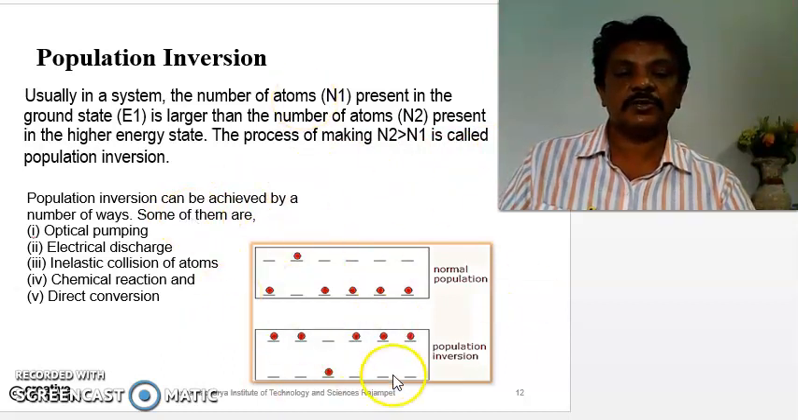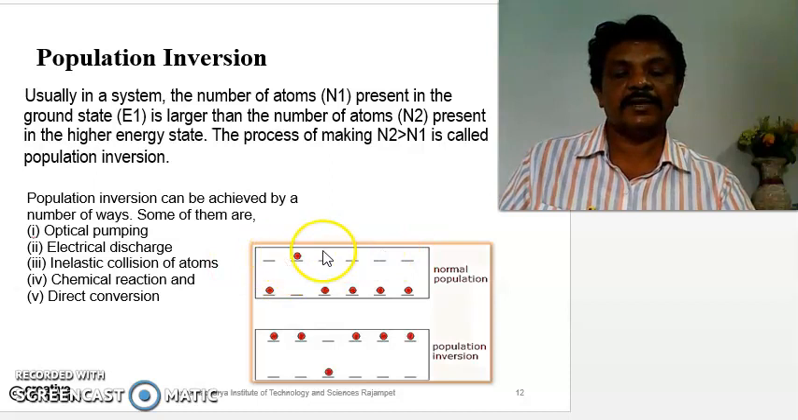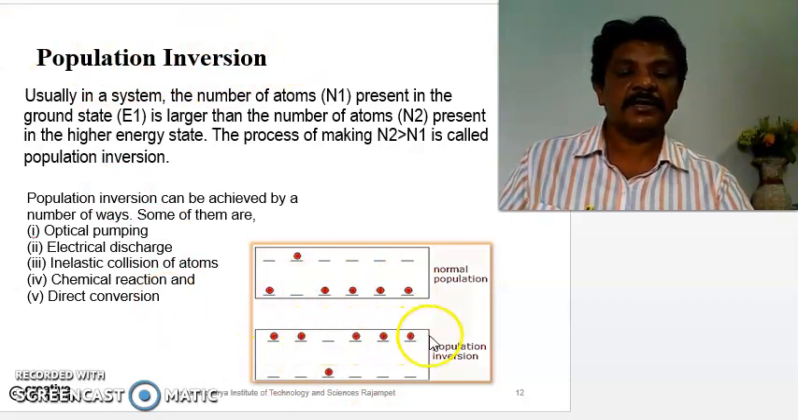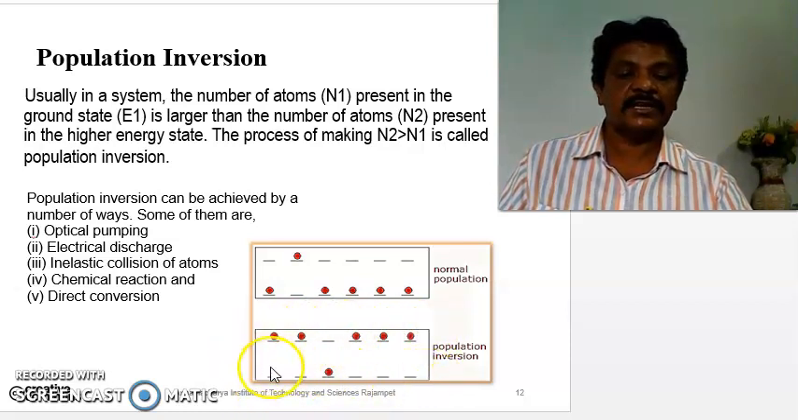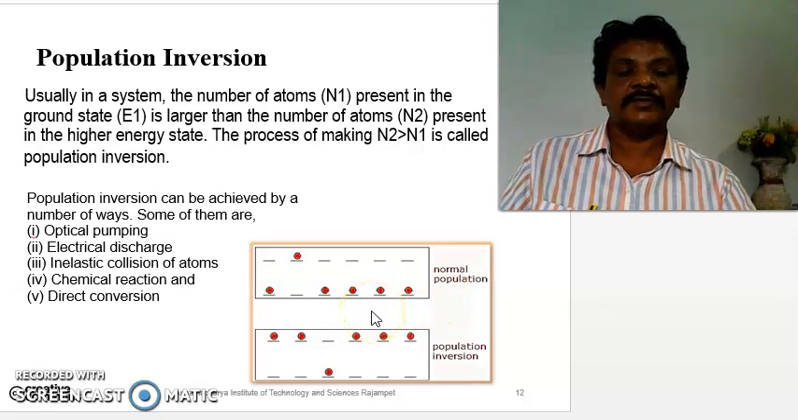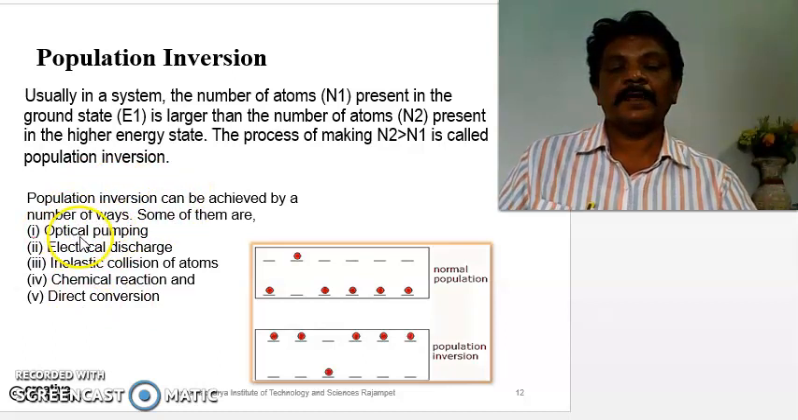This population inversion condition is shown in this diagram. This is the normal population, where the excited state has fewer electrons and the ground state has more. The population inversion state is shown in this diagram, with more electrons in the excited state and fewer in the ground state. This process is obtained by supplying various types of energies. Depending upon the energy supplied, we have various types of absorption processes. The absorption of optical or light energy is called optical pumping.